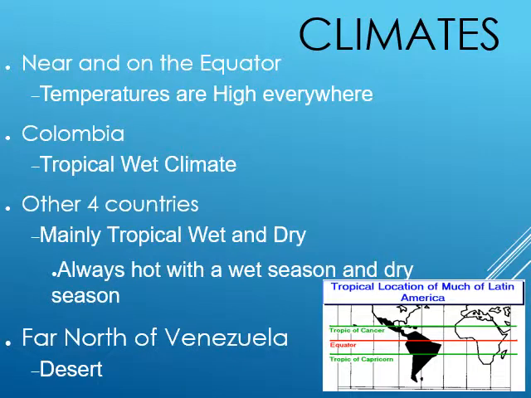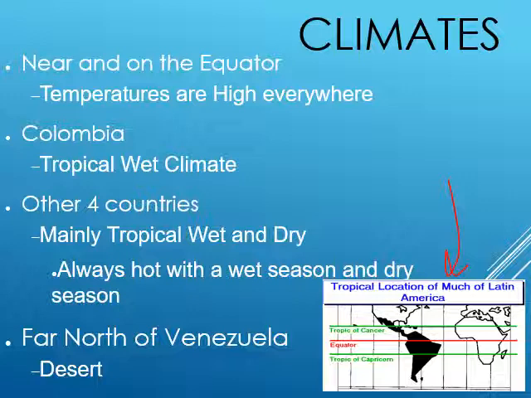The climates are going to be pretty similar to the ones we just talked about in Central America because it's pretty near there. The entire area is near or on the equator. As you can see down here, that red line runs right through the top of South America, right through a lot of it. And so most of it is really, really close, even closer than Central America is. So temperatures are high basically everywhere, and they stay high throughout the year.